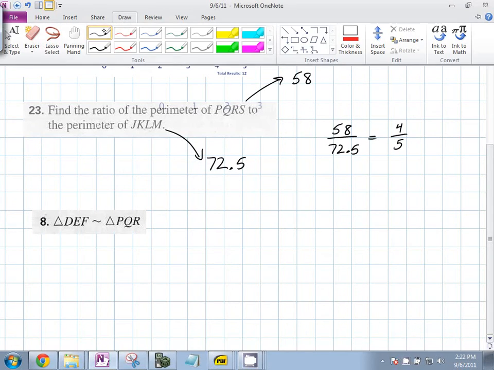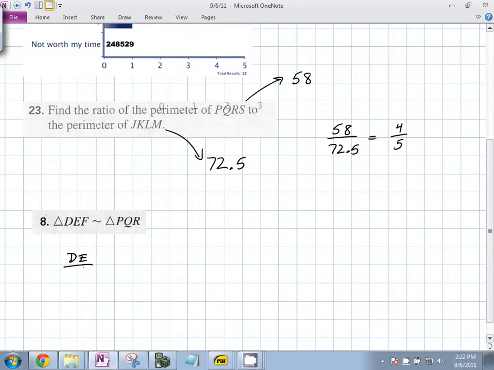DE over PQ equals EF over QR equals DF over PR. Should there be line segment marks over the letters? Yep, you can do that. That would be more accurate. That's the statement of proportionality right there. All the pairs of corresponding sides will be proportional.